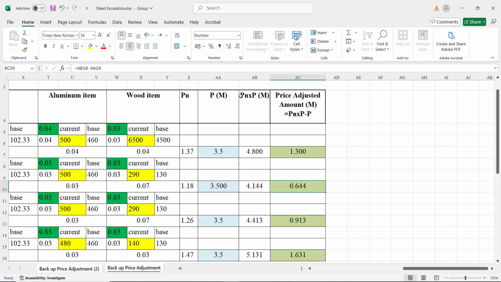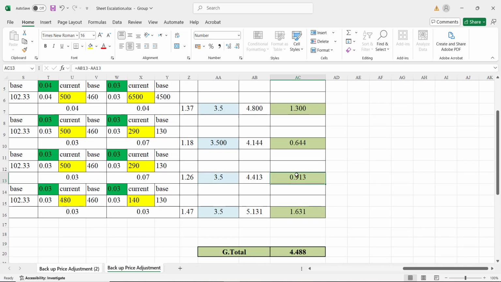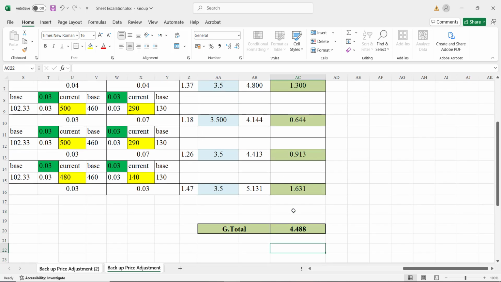Okay, now the IPC price is this one, and this is the PN value. So multiply these two, PN multiplied by P, which is payable. This is 4.8 million is the total amount. Okay, the payable escalation is this one, this minus this bill price. So this is 1.3 million. So 3.5 million is the bill price, and this is the escalation price we have to pay for this month. This is 0.9 million we have to pay on this month. Similarly, the total for the 4 months will be 4.488 million accumulative.